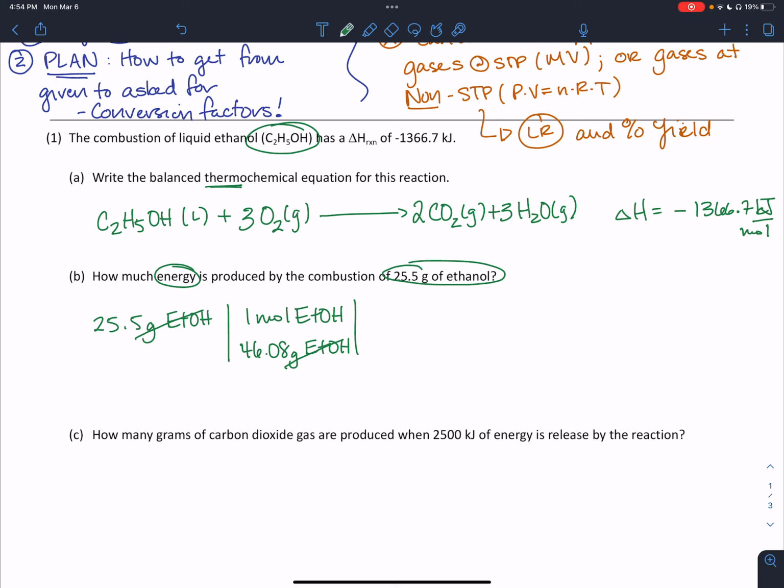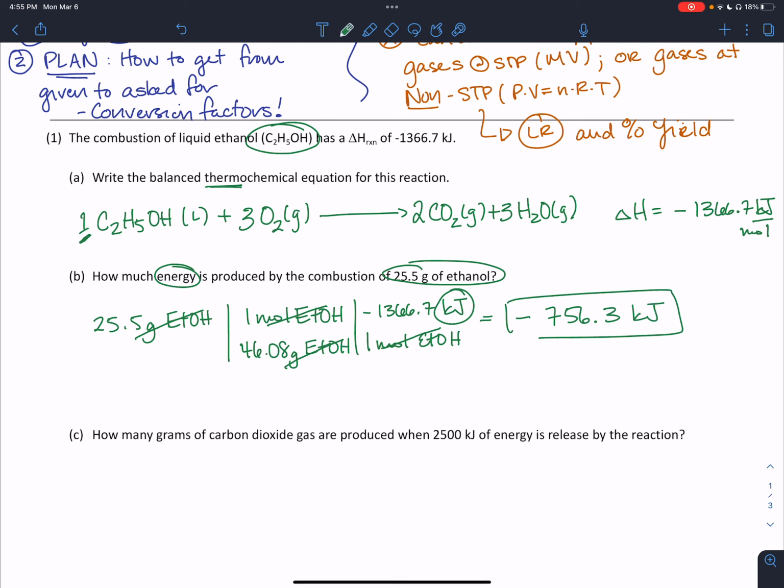The problem asks for the answer in energy, and this is our mole energy ratio. If we look at our balanced thermochemical equation up in part A, the way you read this is that 1 mole, which is the coefficient in front of ethanol, produces 2 moles of CO2, 3 moles of H2O, and 1,366.7 kilojoules of energy. So for every 1 mole of ethanol, I'm going to release 1,366.7 kilojoules worth of energy. My moles will cancel, and I'm left with that kilojoule unit, which is my energy unit. So I take 25.5 divided by 46.08, multiplied by 1,366.7, and I find that if 25.5 grams of ethanol combust, I will be releasing 756.3 kilojoules worth of energy.